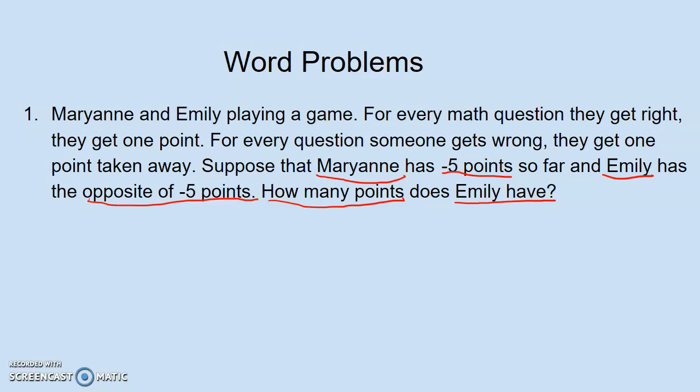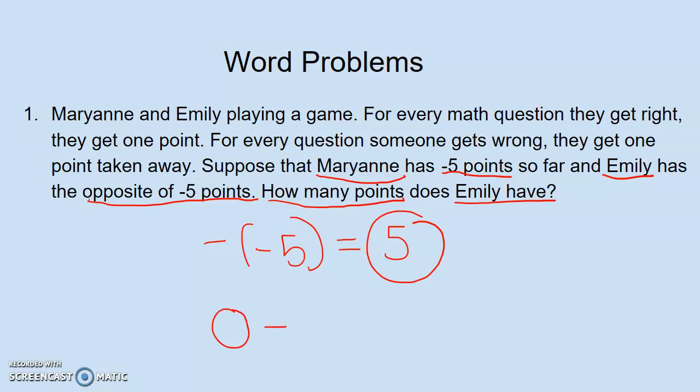Well, we could use the method where you add a negative sign, and that would be 5. So Emily has 5 points. Now, we could also do 0 minus negative 5 and subtract the number from 0. But no matter what way you use, you will always get the same opposite.